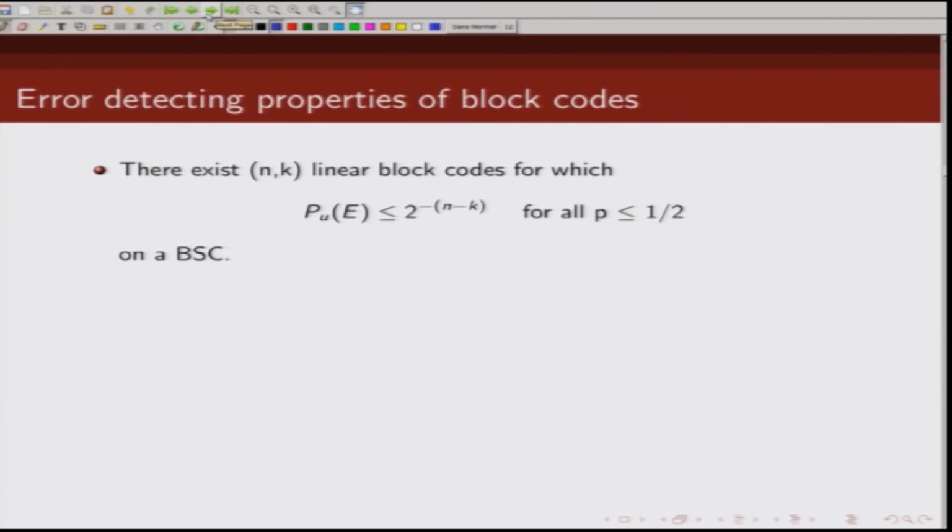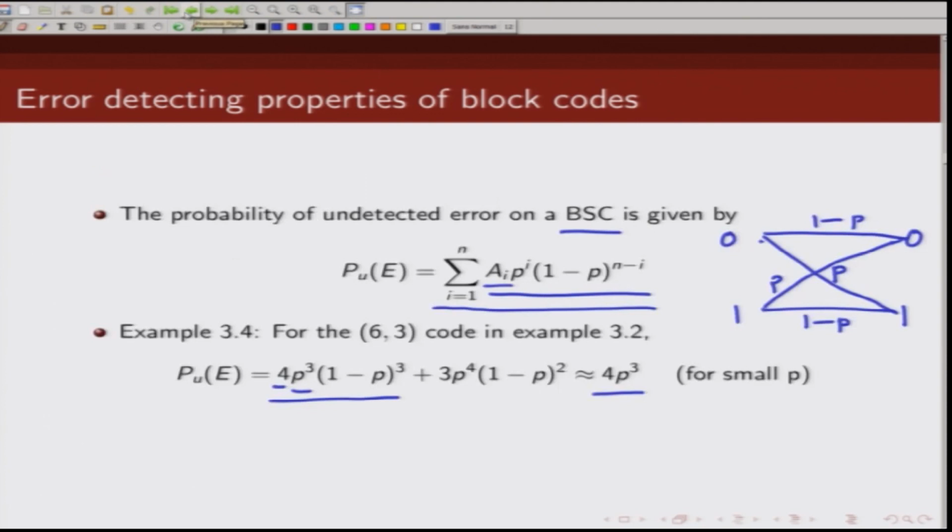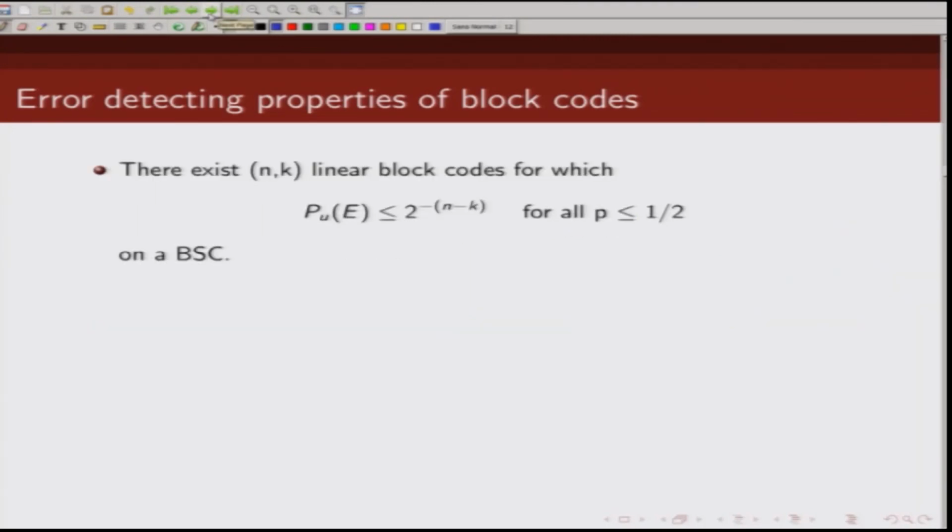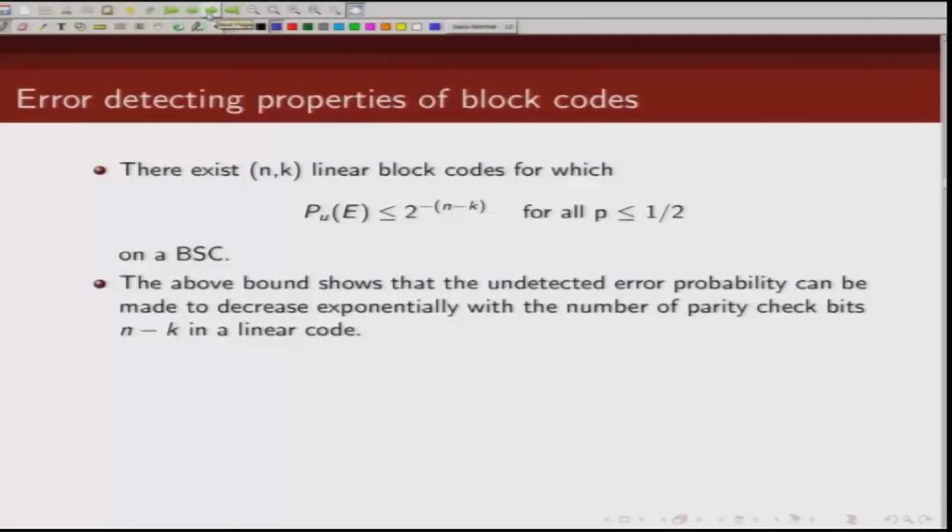So, you can see in general, in this particular example, the undetected probability basically varies as p raised to power 3, which is basically same as n minus k. In general, we can show that undetected error probability is dependent on how many parity bits that we have. So, more the number of parity bits, lesser will be the undetected error probability. So, we can make the undetected error probability go small by increasing the number of parity bits.